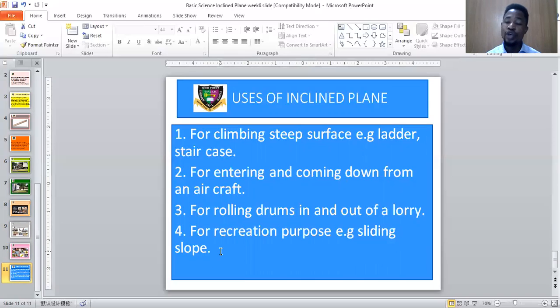If you visit some recreational center like Indubisi Park and others, and the one we visited last year, December, they have this slope or slide that helps children to slide into the pool. It's fun. So with that, we have come to the end of today's lesson. I hope you understand perfectly what an inclined plane is, you've seen picture examples of inclined plane, and you've also learned about its uses.